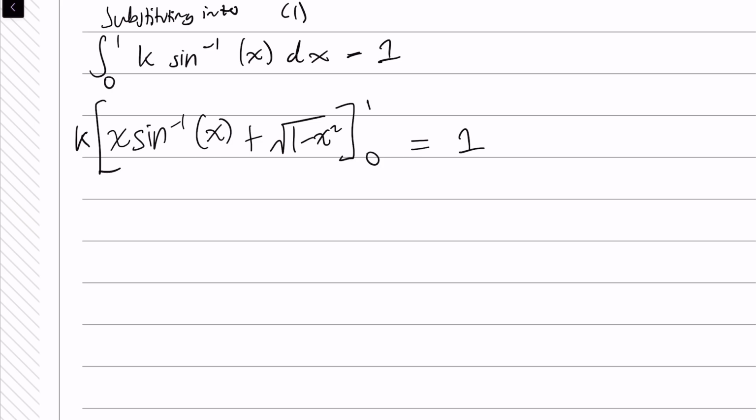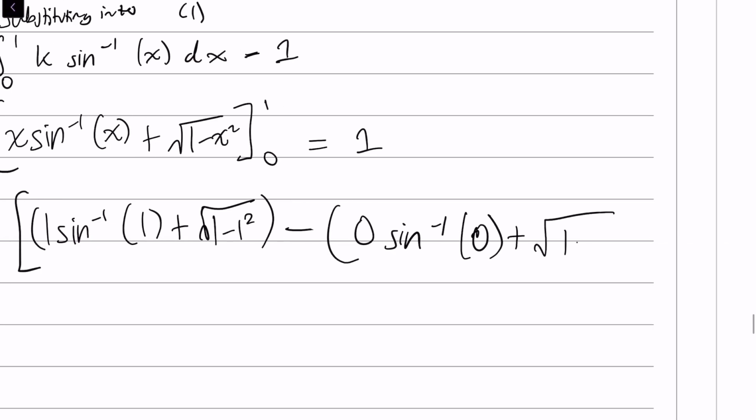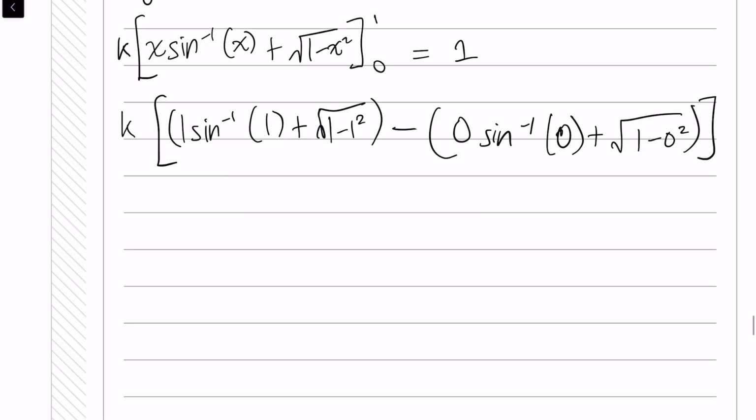Okay, and now what I can do is simply substitute 1 for x and then minus everything but 0 is subbed in for x. So 1 sine inverse of 1 plus the square root of 1 minus 1 squared, minus 0 inverse sine of 0 plus square root of 1 minus 0 squared. Okay, and then that equals 1.